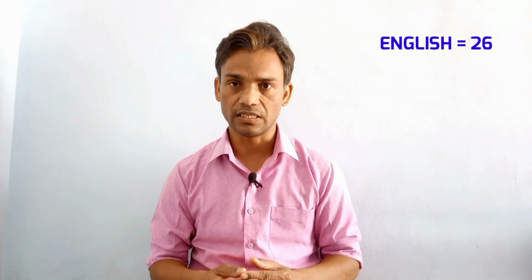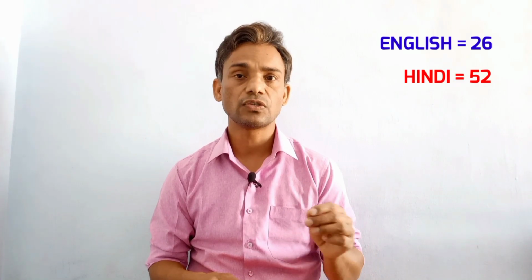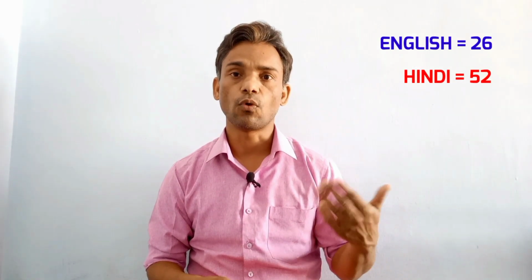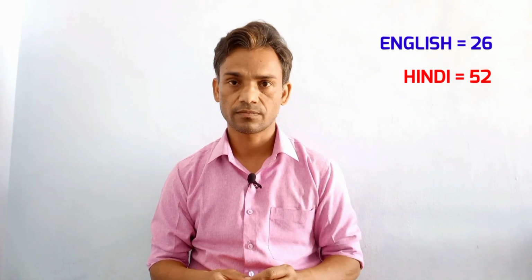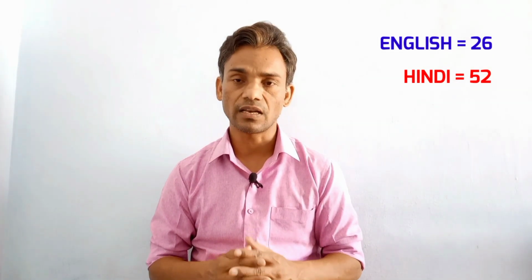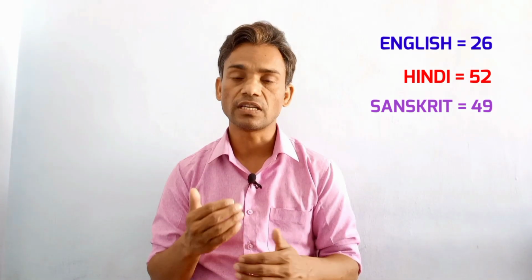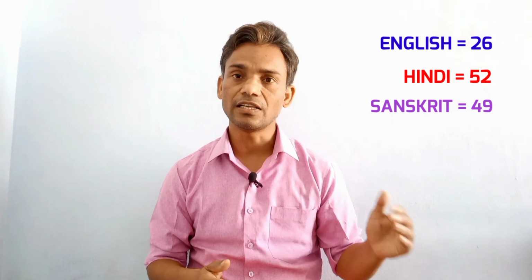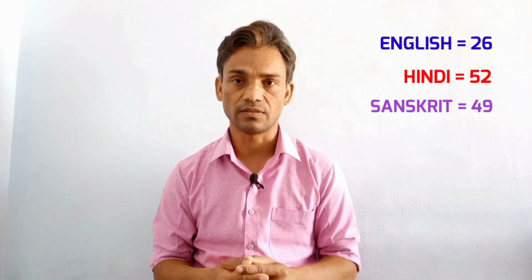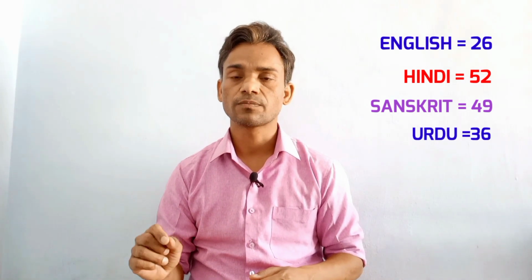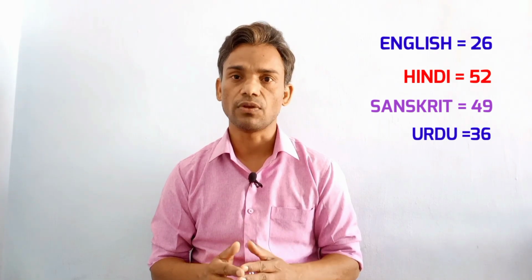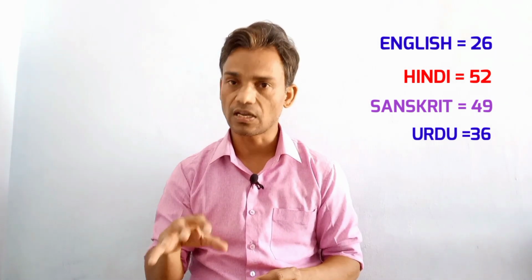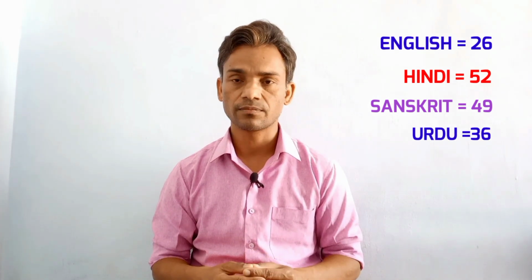And if I talk about other languages, for example Hindi, it has got 52 letters. If a child wants to learn the Hindi language, that child has to learn 52 letters first. And if I talk about the Sanskrit language, it has got 49 letters. That child has to learn 49 letters to learn Sanskrit. In the same way, Urdu has got 36 letters. I mean to say that if anyone wants to learn the English language, that person has to do less hard work in comparison to other languages. And learning spoken English is very easy as well.